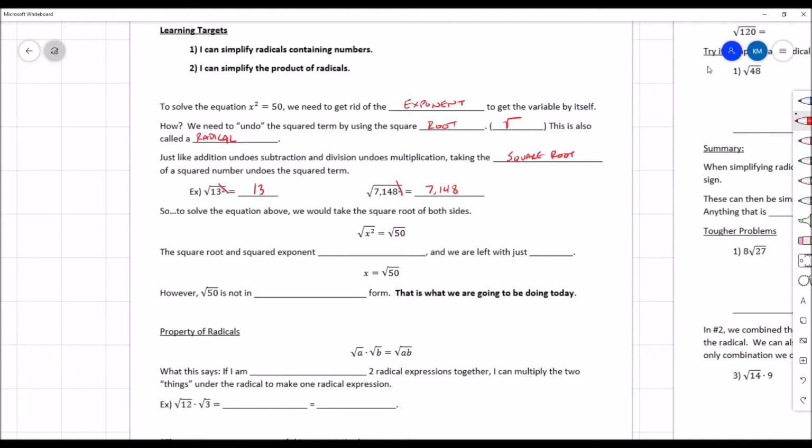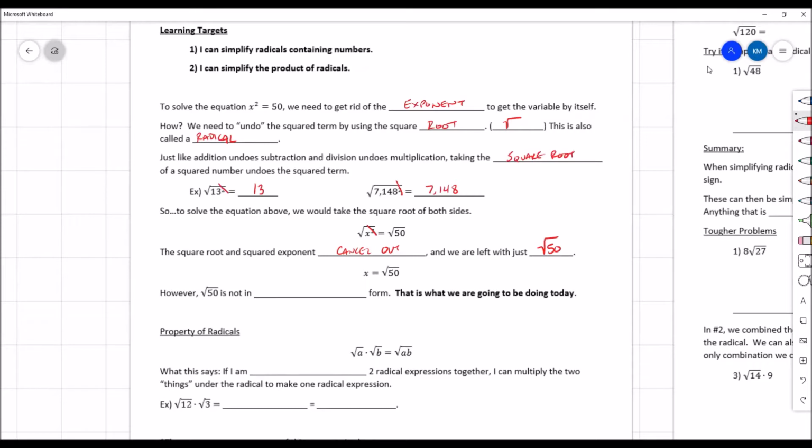So, to solve the equation above, we would take the square root of both sides. Radical x squared equals radical 50. On our left side, the square root and the squared exponent cancel out, and we're left with just x equals radical 50.